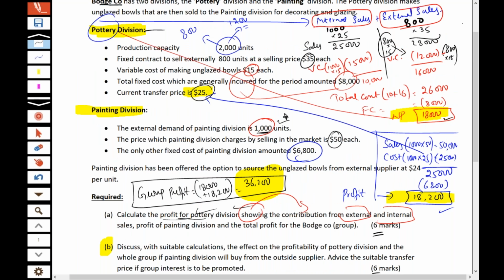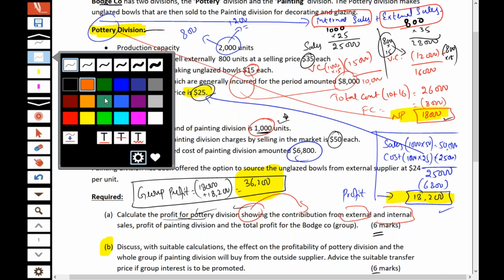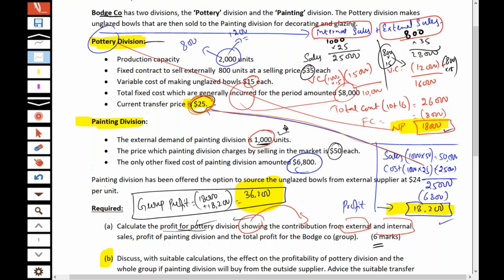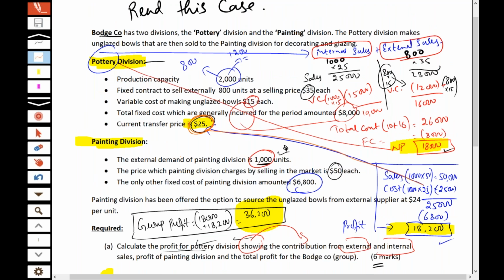And one student asked how this 25,000 came. See, this is the arrowed line here, using orange color as well. The painting division has bought this from the pottery division at $25. So 25 is the sale for pottery division, and this is the cost for the painting division. Is it clear, Asadullah? Okay.